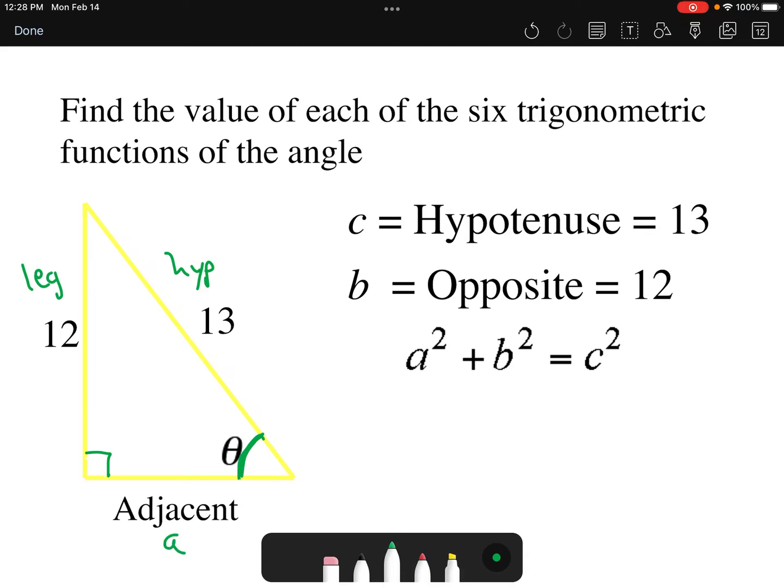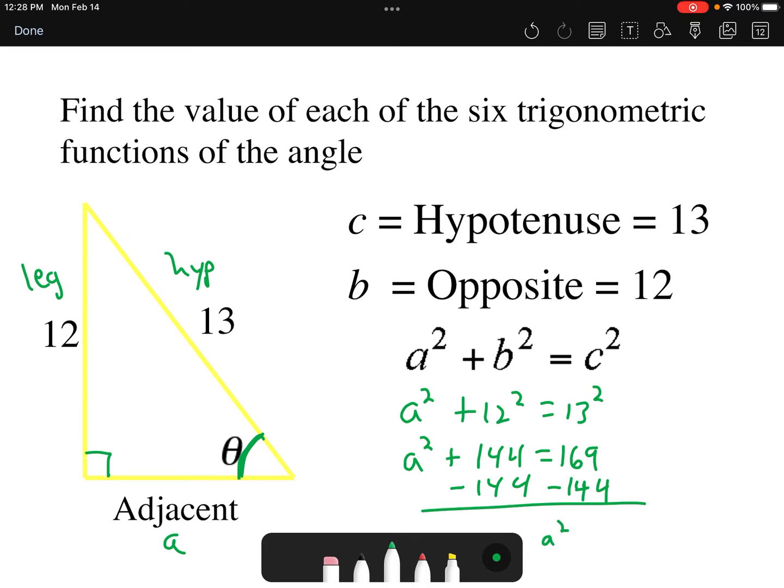Now, we can use the Pythagorean theorem. I think we probably are familiar with the fact that 5, 12, 13 is a Pythagorean triple, but I'm going to go ahead and work it out. So a squared equals 25. So indeed, a is 5. So from this then, we can find the 6 trigonometric functions of the angle theta.